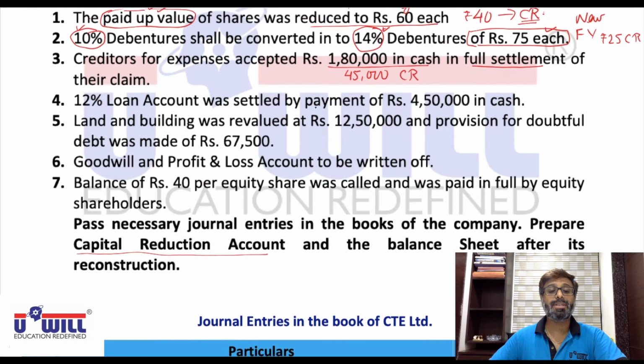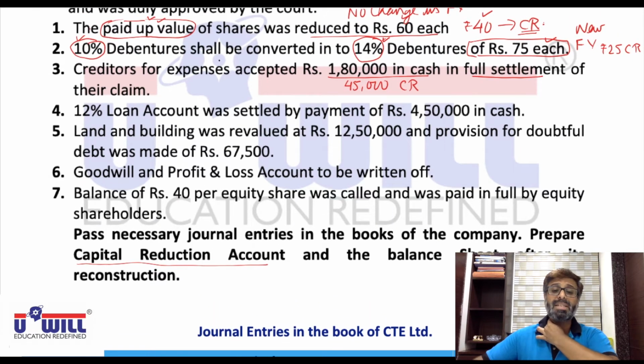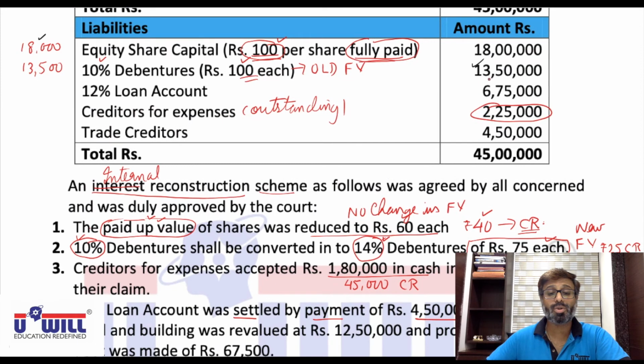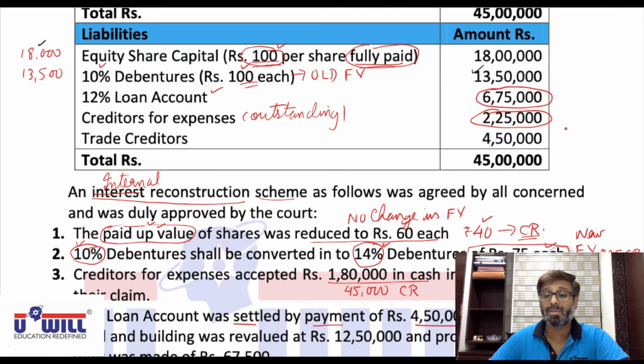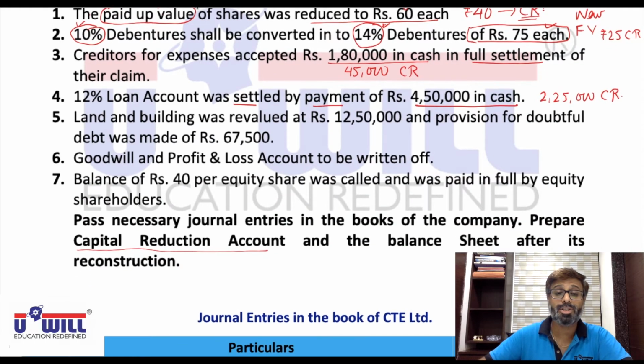Now next adjustment, 12% loan account was settled by payment of 4,50,000 in cash. Here also exactly like creditors for expenses, against 6,75,000 of loan we have settled by paying 4,50,000. So remaining 2,25,000 what loan account has sacrificed, bank has sacrificed will be transferred to capital reduction.